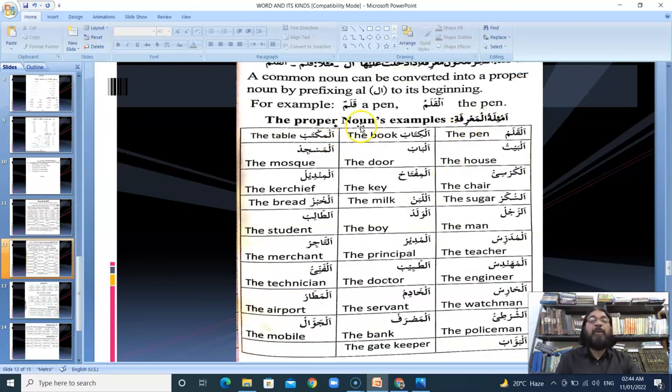Amthilatul ma'rifati, the proper nouns examples. So everywhere you can see here with alif lam. All the words are with alif lam. And alif lam is an indication of proper noun. Definite article of Arabic is al, alif lam. Al-qalamu, the pen, al-kitabu, the book, al-maktabu, the table. The similar words are given on the top pages also. You can study from there and from here also.